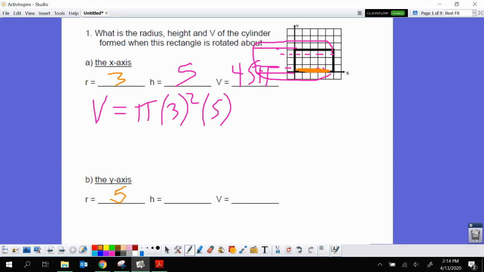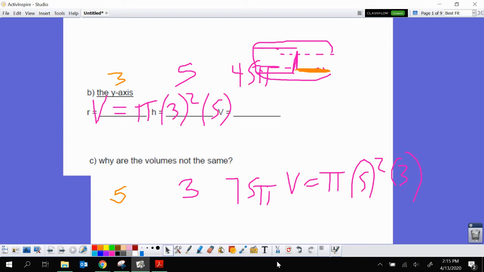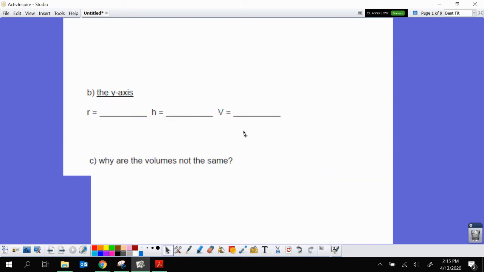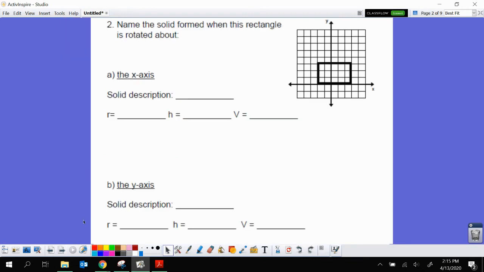Our height is now going from top to bottom. Our height is now going to be here, which is 3. And so when we get our volume here, it's going to be pi times our r, which is now 5 squared, and then our height is 3. So that's 25 times 3, which would be 75 pi. Notice how our volumes are different depending on which way we rotate it. So why are the volumes not the same? That's what this question asked down here. Well, the volumes aren't the same because we're squaring different numbers each time. So that's why. Nothing too crazy there.